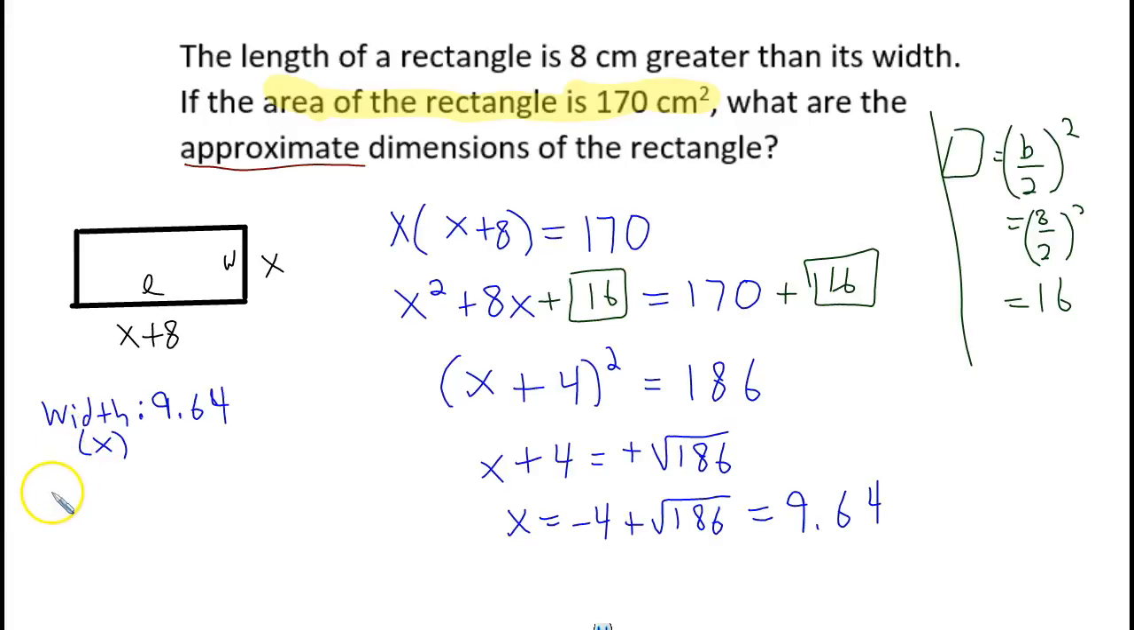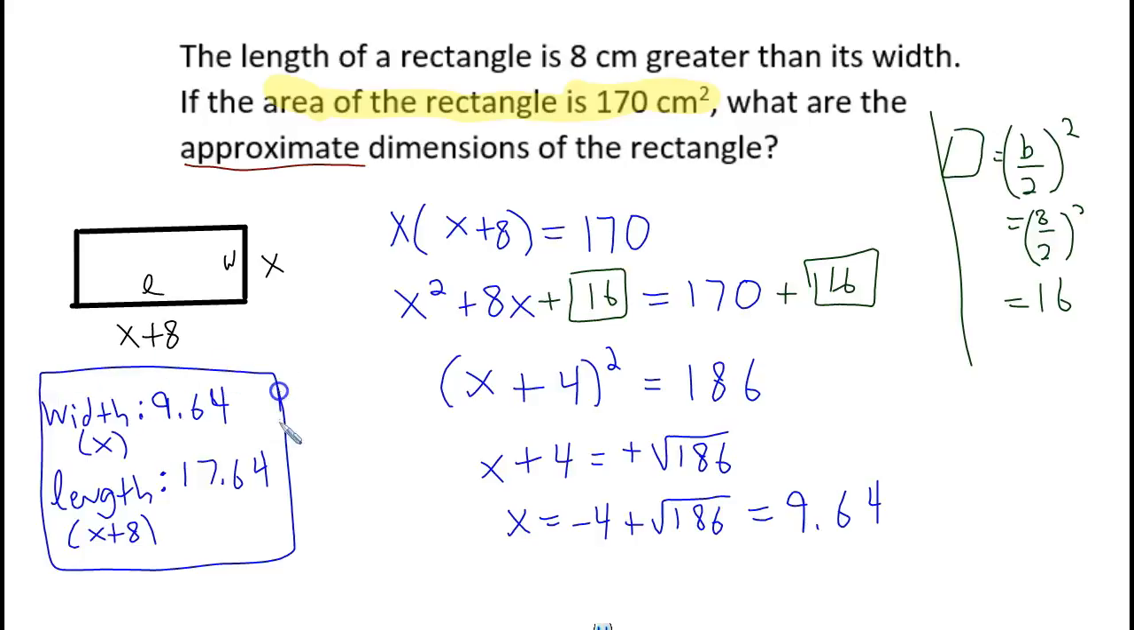The length is the other dimension of this rectangle, and it's represented by x plus 8. And we can find the approximate length of this rectangle by taking 9.64 and adding 8. And that should give you about 17.64. That's the approximation. So these are the actual answers. These are the 2 dimensions that we're looking for, or something very close to them.